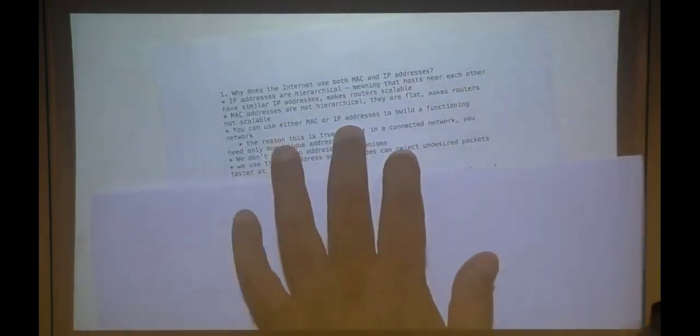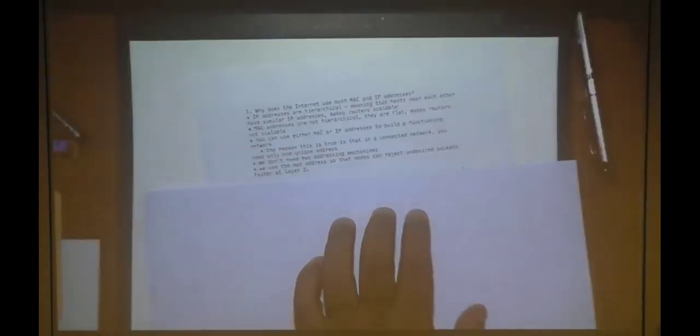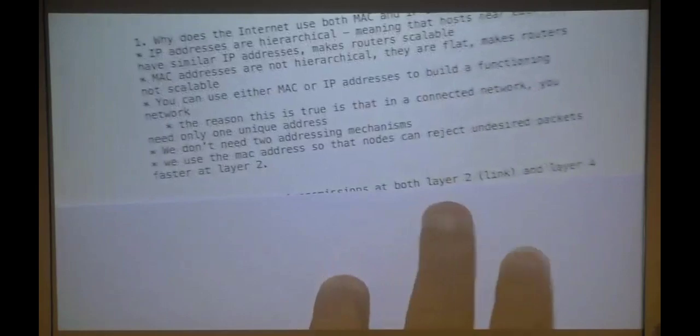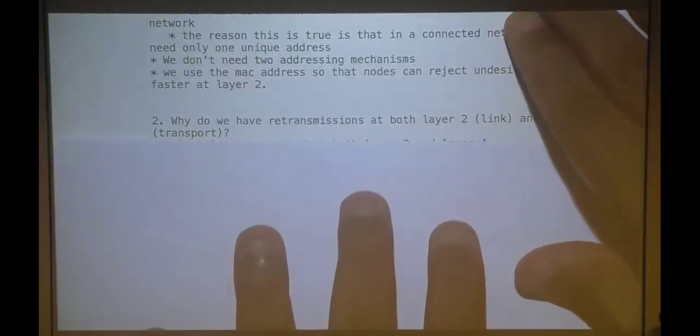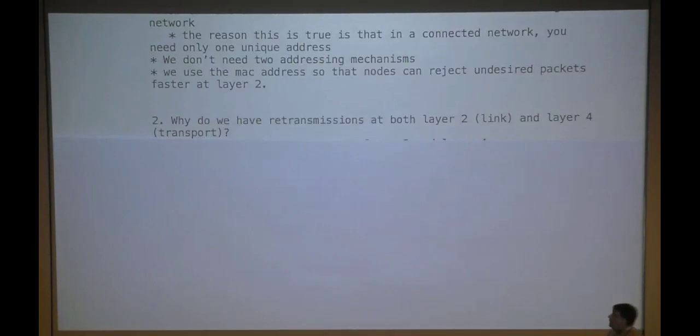So I prepared a handout on the 3 why questions. I'll upload this to Luminous once we cover all 3. We've already covered, if you remember, the why MAC and IP addresses. So that's on here, and I'm not going to cover that now. I'll cover the second one, which is why we have retransmissions at both layers.